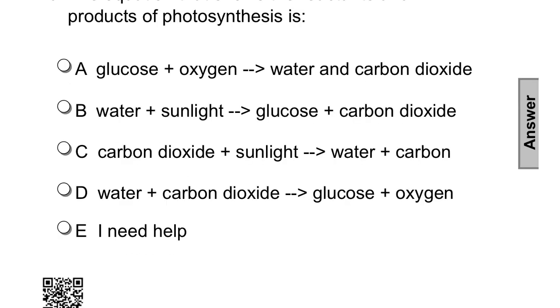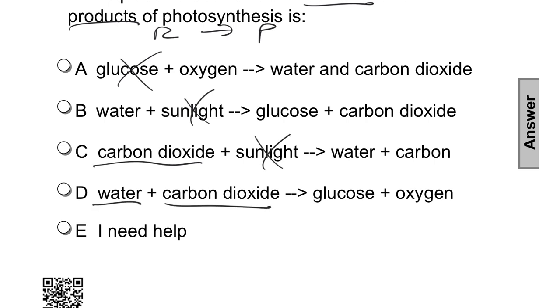The equation shows the reactants and products of photosynthesis. Remember, reactants go on the left side, products go on the right side. So no glucose is produced. Water, carbon dioxide. We don't write sunlight's energy, even though it's important. Water and carbon dioxide form glucose. Okay, this is it.